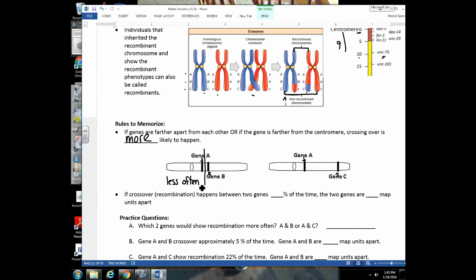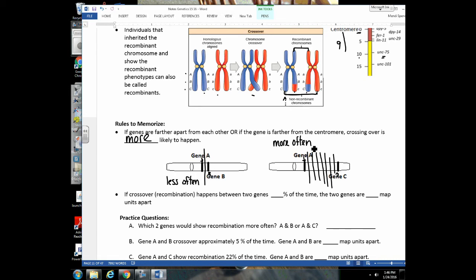Whereas if we look at gene A and gene C, we can break the chromosome here and we'll get crossover, or if we find a chiasma forming here, we'll get crossover, or here, or here, or here, or here, and so on. I think you get the point. So we're going to see crossover more often because those genes are further apart from one another.